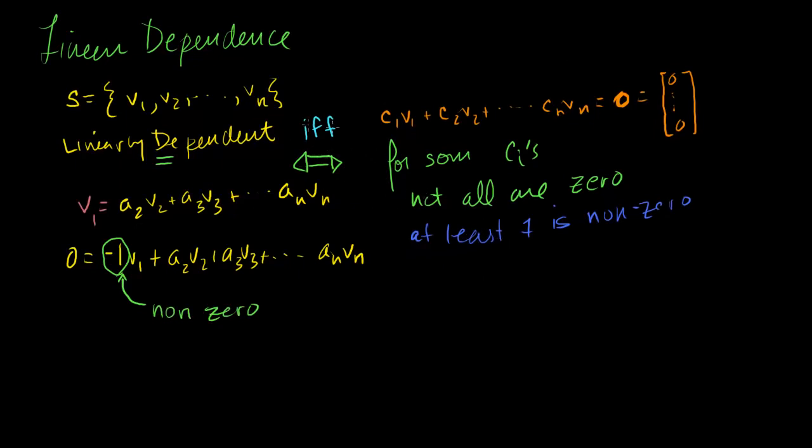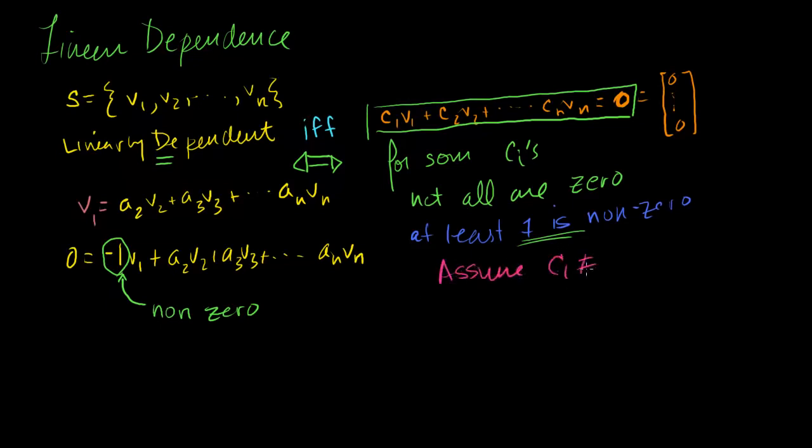Now let me go the other way. Let me show you that if I have this situation, I can definitely represent one of the vectors as the sum of the others. So let's say that this is true, and at least one of these constants is non-zero. Just for the sake of simplicity, these are all arbitrary, let me assume, in magenta, that c1 is not equal to 0.